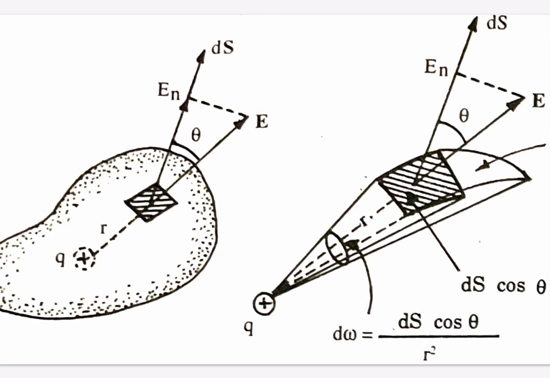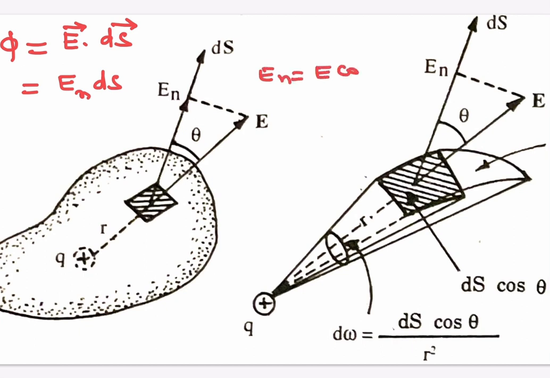If theta be the angle between E and outward normal to the surface at any point of this area, the electric flux is equal to E dot ds, that is equal to En ds, where En is equal to E cos theta. Therefore, E cos theta ds.